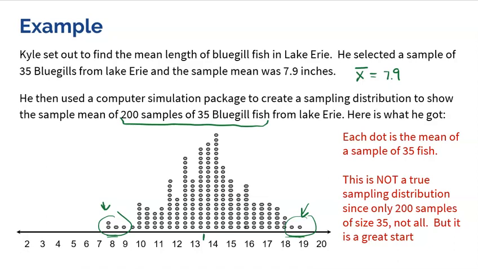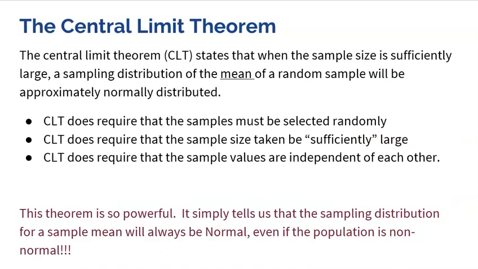All right, now I'm finally ready to talk to you about the central limit theorem. The central limit theorem, which a lot of people just abbreviate CLT, states that when a sample size is sufficiently large, a sampling distribution of the mean of a random sample will be approximately normally distributed.